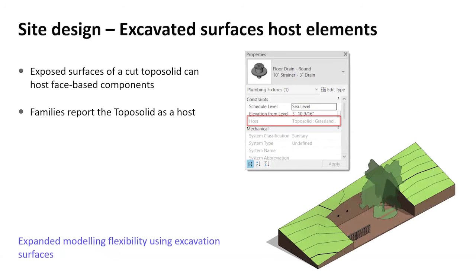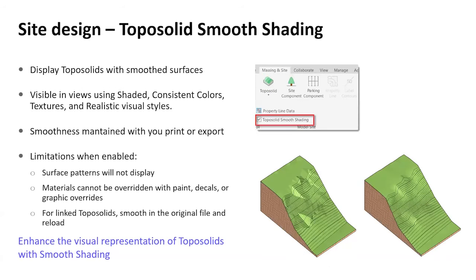There's the topic of host. Even though the topo solid was excavated, the elements will still be hosted on those surfaces. So that's a pretty big feature. And one that I did not illustrate, it's a project setting. You can basically enable topo solid smooth shading. So rather than show the faceted or fragmented topo solid, it'll be nice and smooth.